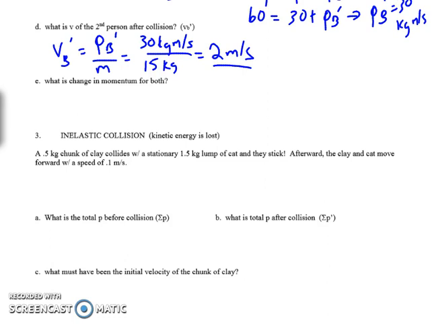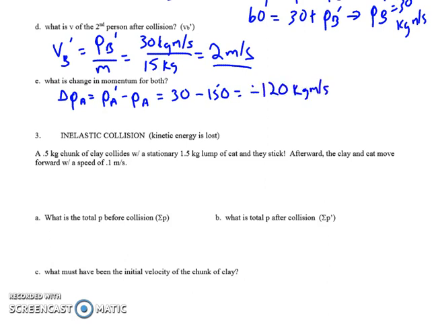So just to verify we've done things right, let's calculate the change in momentum for both. Okay, so let's do change in momentum for A, which is PA prime minus PA, the final minus initial. So PA prime, if we go back and look, was 30 kilogram meters per second, and the initial was 150, so 30 minus 150 is negative 120. So it lost 120 kilogram meters per second.